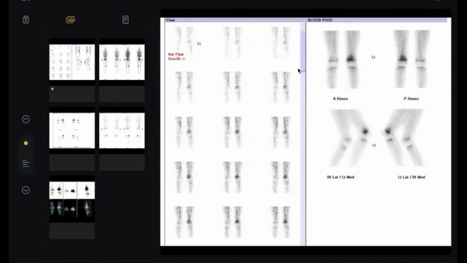Cellulitis is a localized inflammation. You will see some uptake in the flow phase and the blood pool phase. But in cellulitis there is no osteoblastic reaction because cellulitis is a soft tissue disease. So you will not see any uptake here and here. Cellulitis will show in the first two phases but will not show uptake in the delayed phase. This is a very good differential point between cellulitis and osteomyelitis.